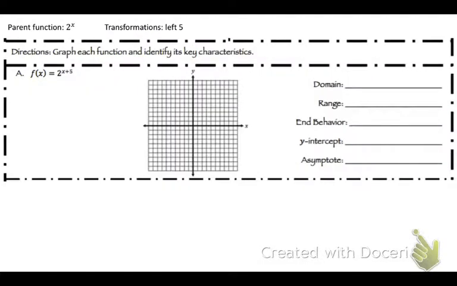Now let's look at this one. So we have f of x equals 2 to the x plus 5 power. Well, first let's find the parent function. So our parent function here is 2 to the x. My transformation, that plus 5 moves it left 5.